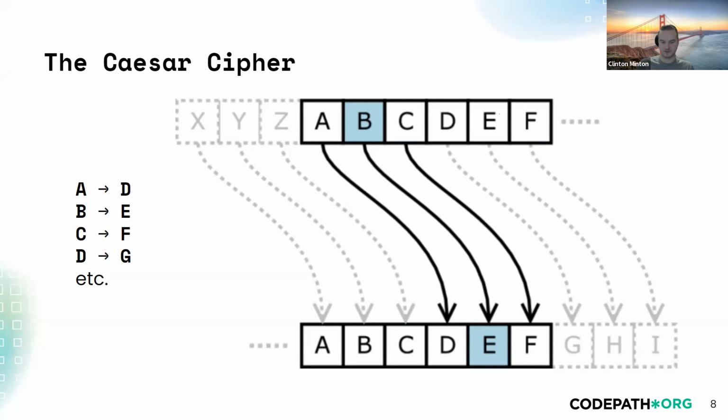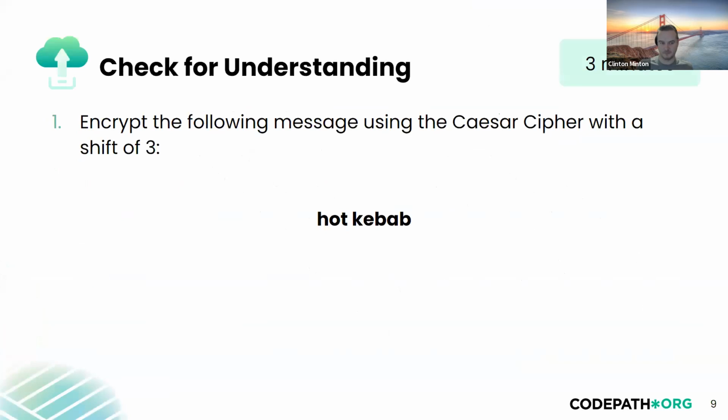So let's do a quick exercise here. What would be the ciphertext for this hot kebab if we wanted to shift it 3? So a ROT with a rotation of 3. You can use CyberChef for that. We'll take about 3 minutes. Go ahead and put what you think the answer is in the chat.